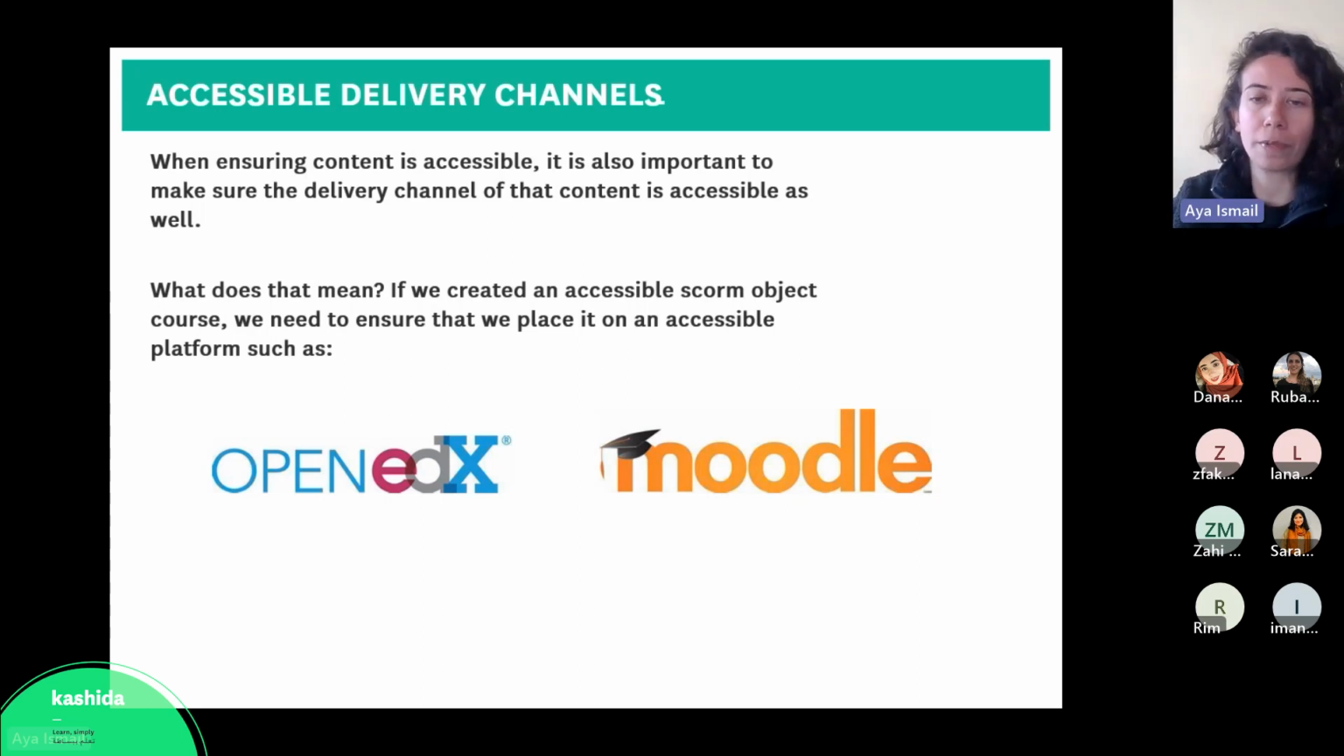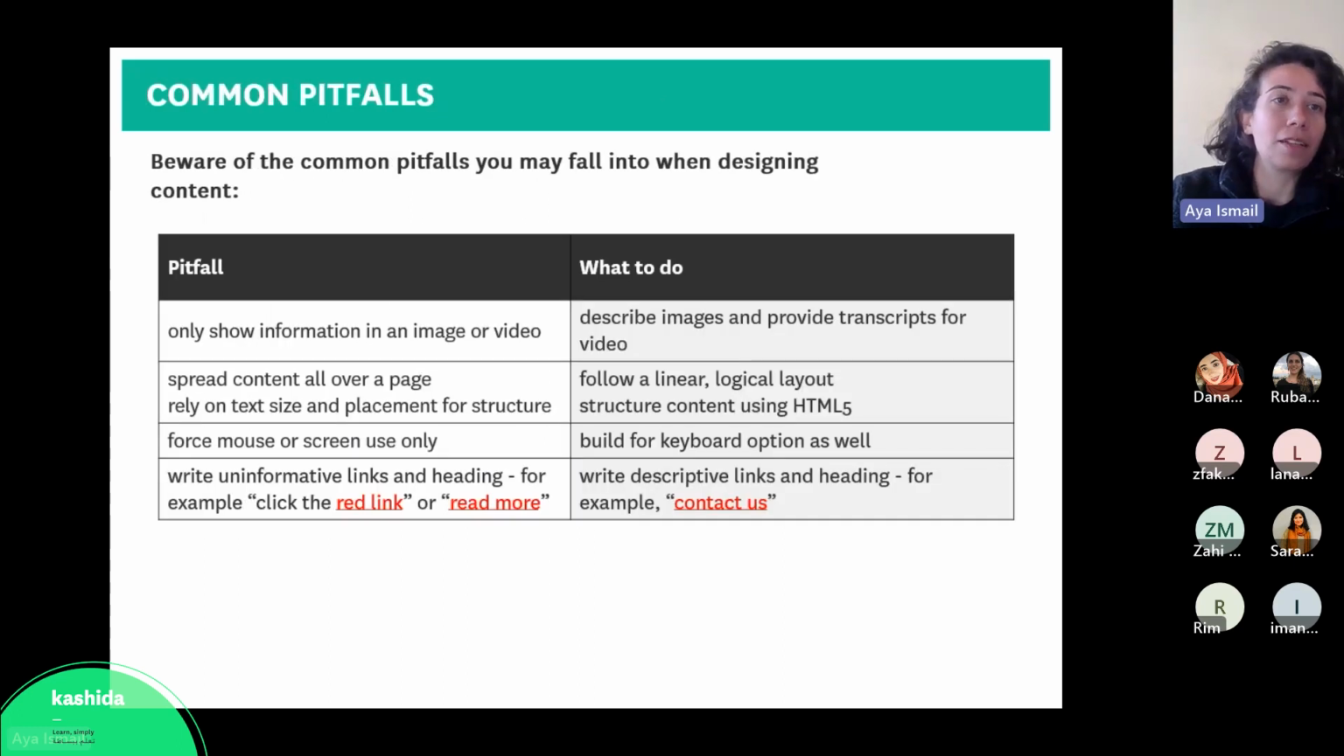So platforms such as Open edX or Moodle, they provide this kind of accessibility. And these are two of the ones we often use as platforms for delivery channels. To summarize some of the common pitfalls that we need to be aware of while designing content. So one of the pitfalls is only to show information in an image or video, and what we can do about it is actually to describe the images the way you saw now, descriptions in the course we did, or if it's a video, providing transcripts for the video.